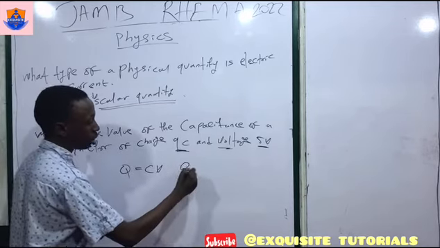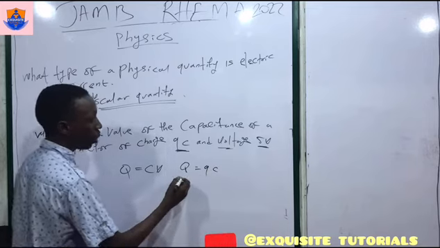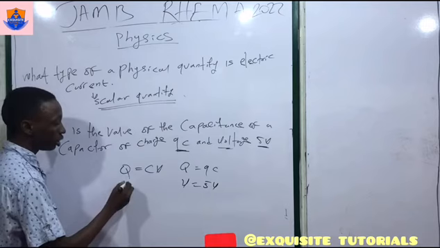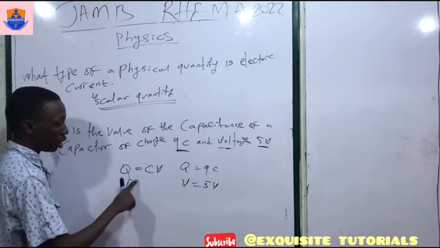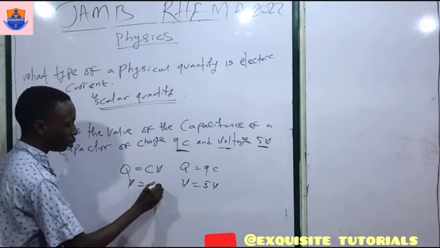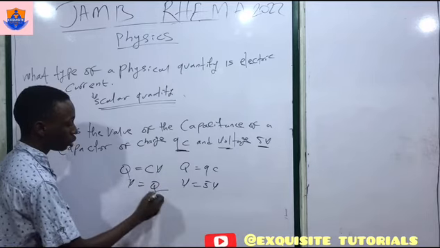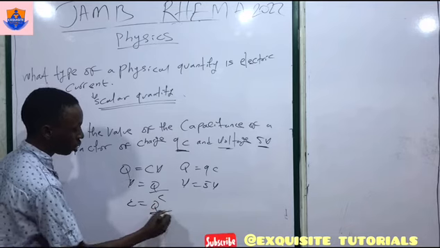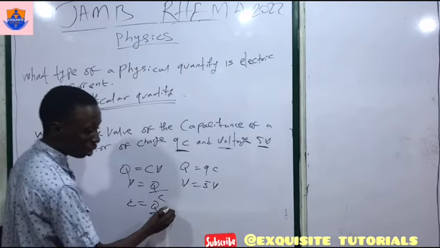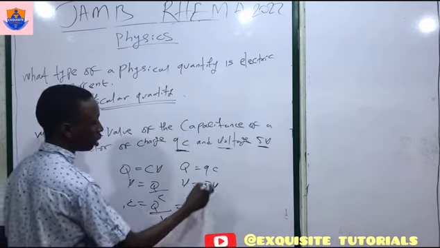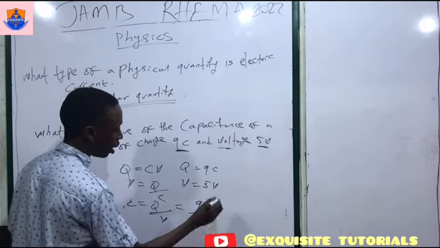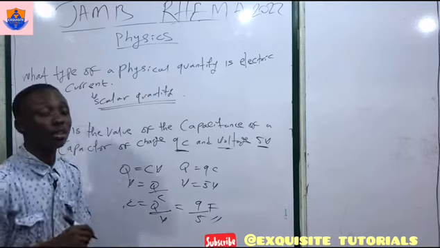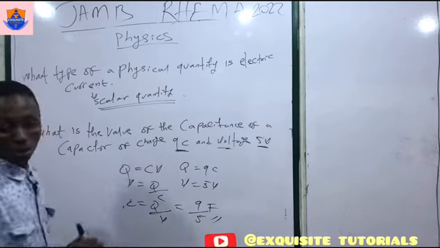So Q is equals to 9C, while V is equals to 5V, and we know that since Q is equals to CV, then C will be equals to Q over V. For this, we'll be making use of this formula. So C will be equals to 9 over 5 Farad. That will be the answer to this question.